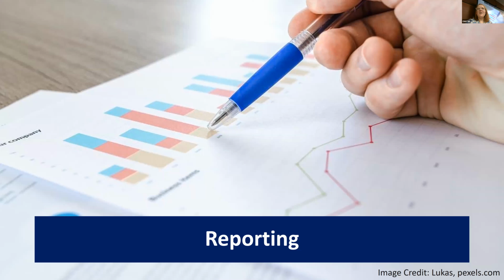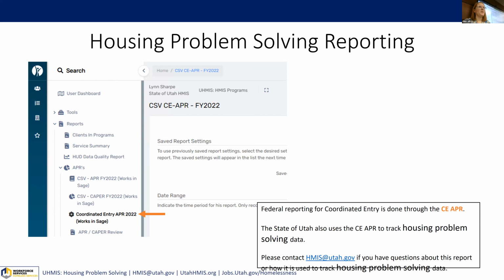Okay. I've mentioned this APR report a few times. This is presented in context with housing problem solving. This is where you would find that CE APR can be very useful for you. You can also use the search button, right next to Skippy. You can search CE APR and you'd find it too, or you can find it in the menu.